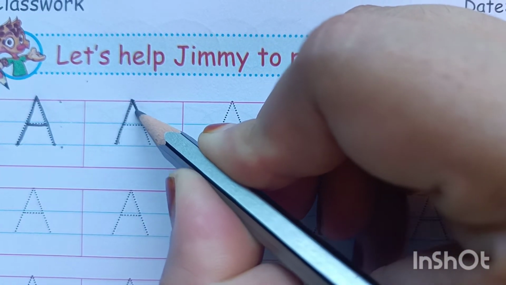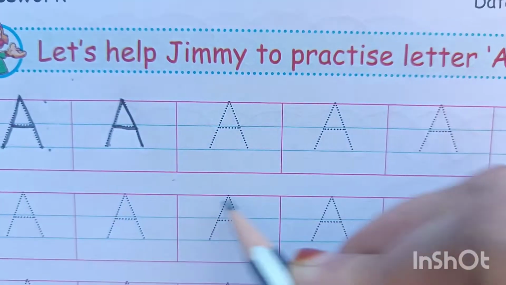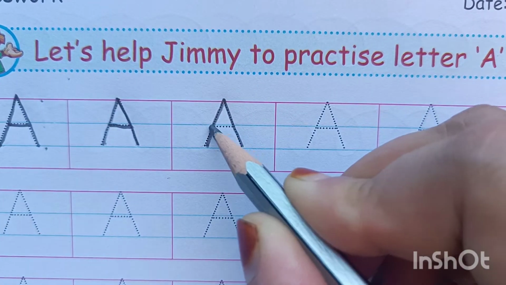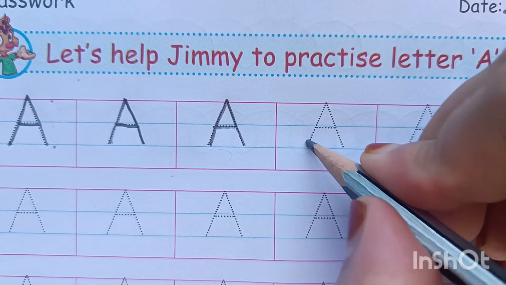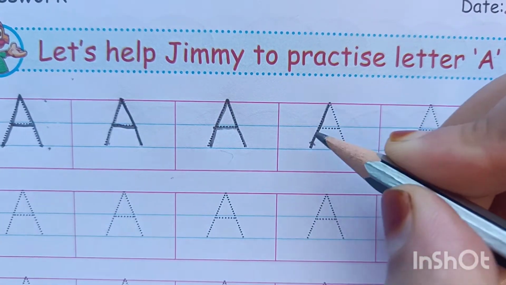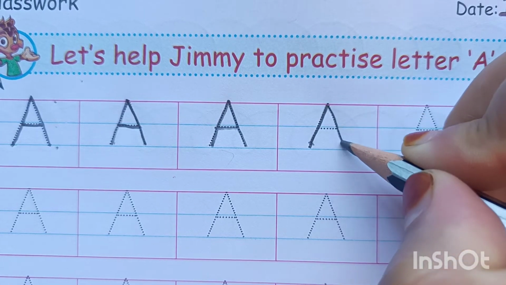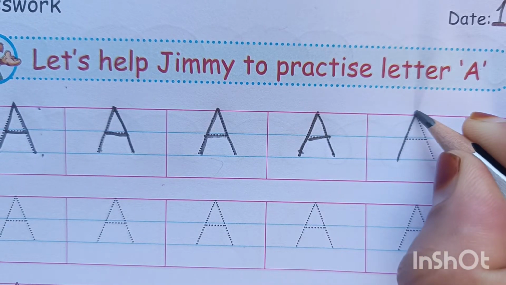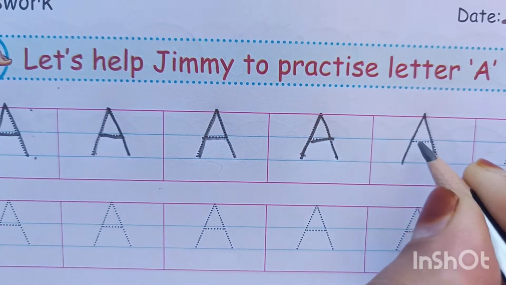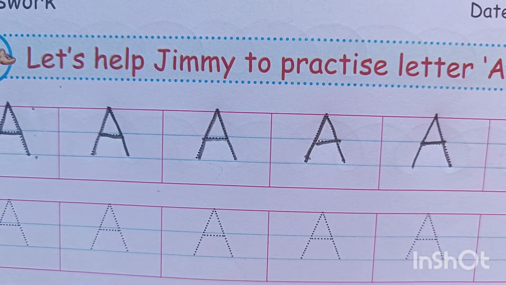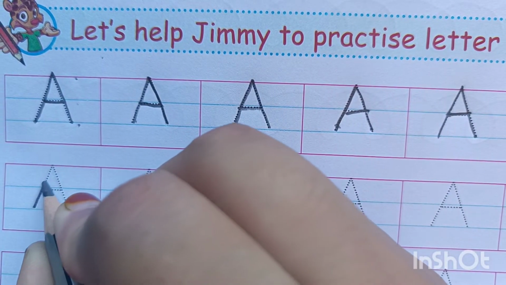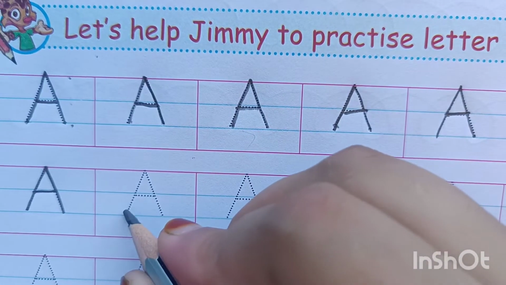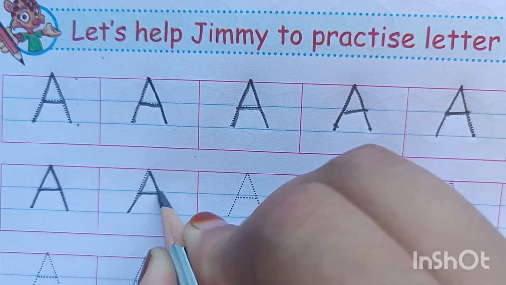Go up, then come down, then like this. Again, go up, then come down, then a sleeping line. So children, this is a right slanting line, a left slanting line, and a sleeping line. Again, right slanting line, left slanting line, and a sleeping line. Very good. Keep going children. Yes, we will go up, then come down, then a sleeping line. Very good.